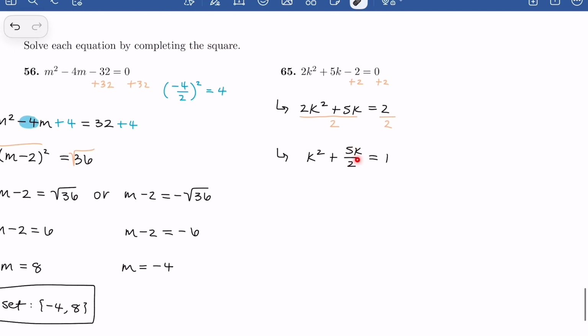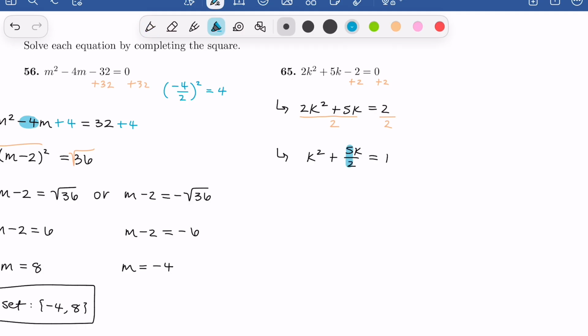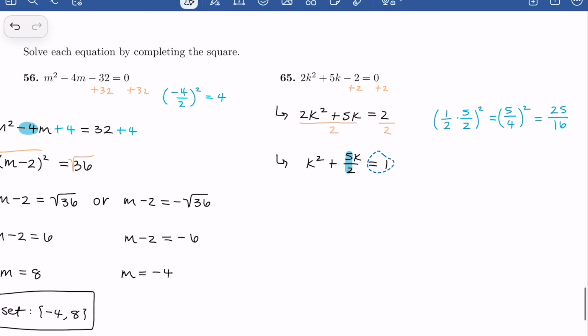Well, the coefficient of this first degree term is going to be 5 over 2. So we're going to take half of this and square it. If we want to take half of 5 over 2, that's the same thing as multiplying it by a half. Since we're dealing with fractions, it might just be easier to look at it this way. This is going to give us 5 over 4 squared, which is going to give us 25 over 16. Okay, so this 25 over 16 is the value that we're going to add to both sides of our equation.